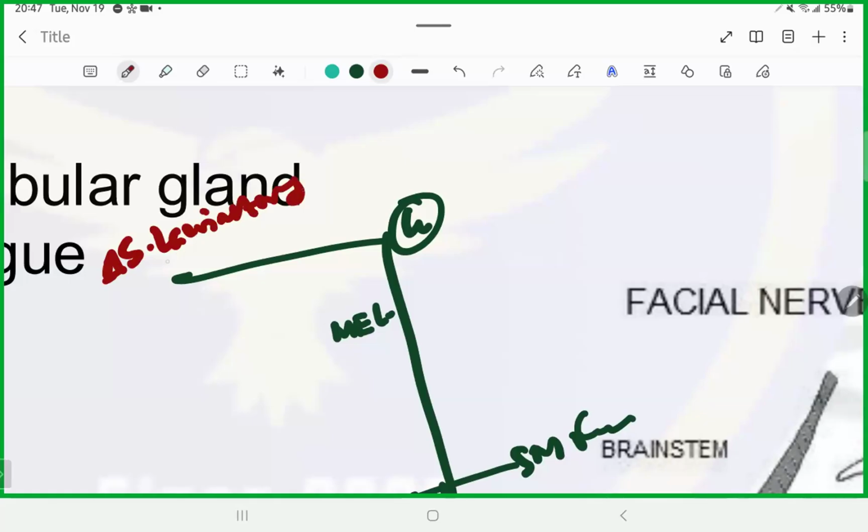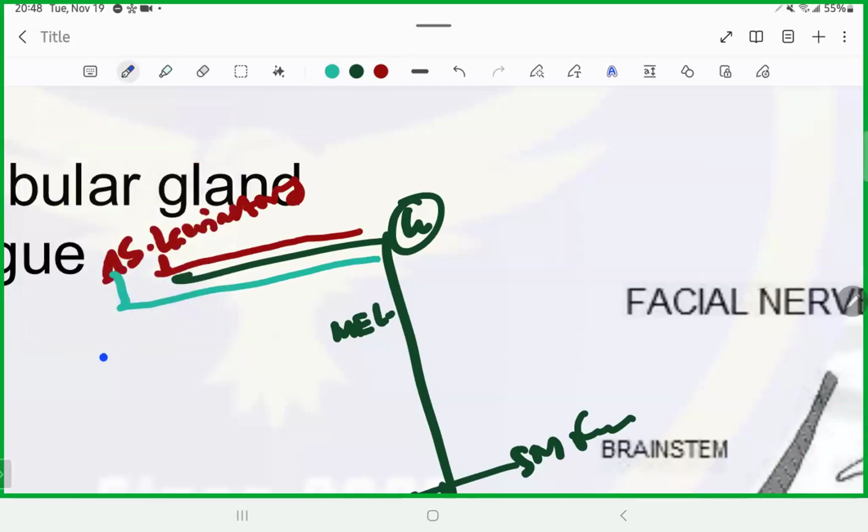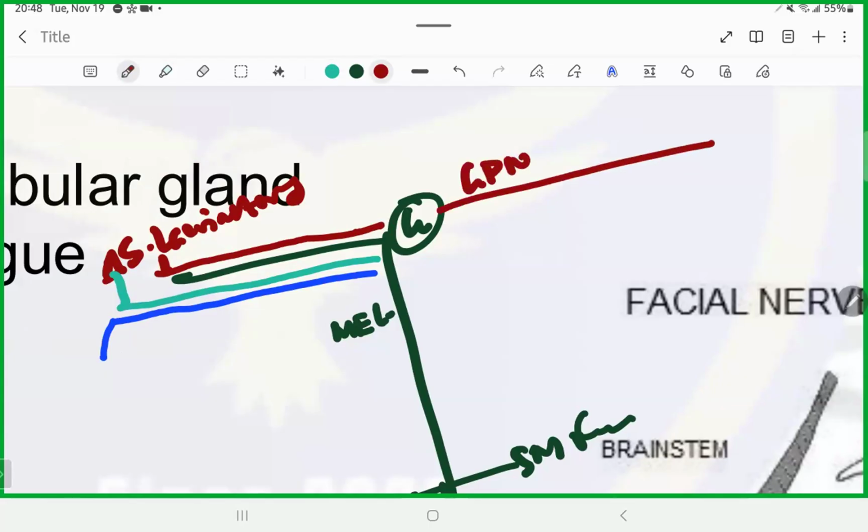So lacrimatory nucleus will give lacrimatory fibers. Salivatory nucleus will give salivatory fibers. And additionally, you get taste fibers from nucleus of tractus solitarius. You don't need that. Just remember superior salivatory and lacrimatory nucleus. Okay, these blue ones are taste fibers. Very easy.